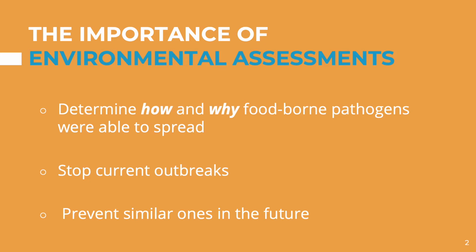Environmental assessments are an important part of stopping foodborne disease outbreaks and improving food safety. Environmental assessments are used during outbreak investigations to help determine how and why foodborne pathogens were able to spread. This allows us to stop current outbreaks by implementing effective control measures, and it helps to prevent similar outbreaks in the future.